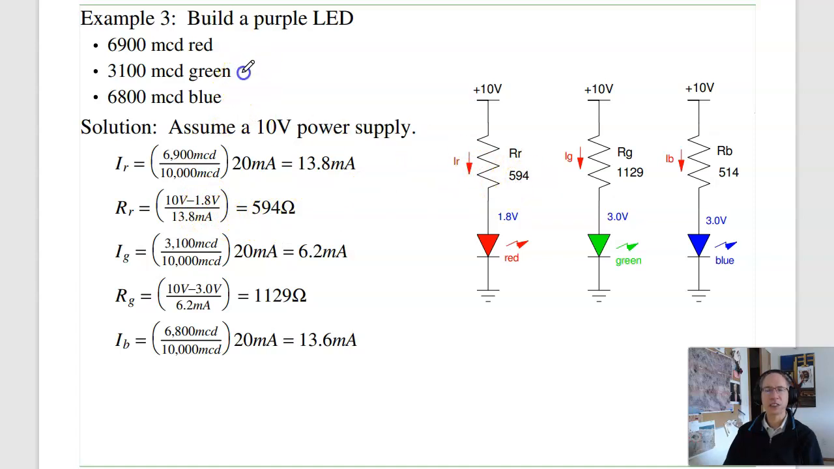For the green LED, to produce 3,100 millicandles, I need this percentage of full current, 6.2 milliamps. The voltage drop across the green LED is 3 volts, so 10 minus 3 over 6.2 milliamps is 1129 ohms. Likewise for blue, for 6,800 millicandles, I want the current to be 13.6 milliamps, and the resistance that does that is 514 ohms. So by varying the resistance, I can vary the color.